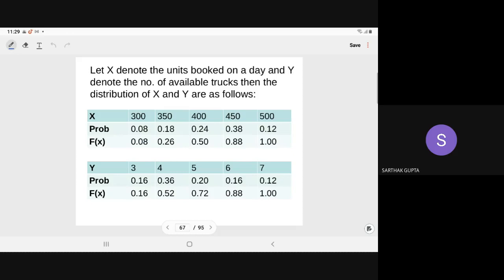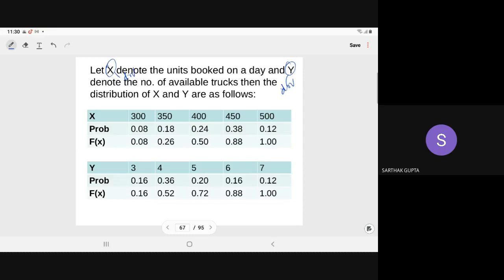Let X denote units booked on a day. This is a discrete random variable, right? Let Y denote the number of available trucks. The distribution of Y is also a discrete random variable. Y denotes the number of trucks available, and X denotes units booked. Their frequencies are given to you. From the frequency, you can easily compute the point probability function, or the probability mass function.